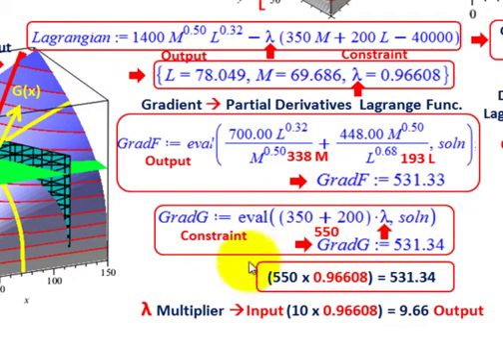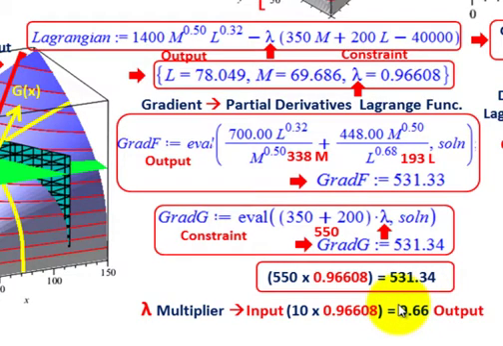Now if we go further down over here, remember that Lagrangian multiplier? Just going very briefly here, I'm not going to go through it all, but if we increased our constraint from 40,000 to 40,010, an increase of only 10 units, we take that times the Lagrangian multiplier. What we're going to get is 9.66, the increase in our output.